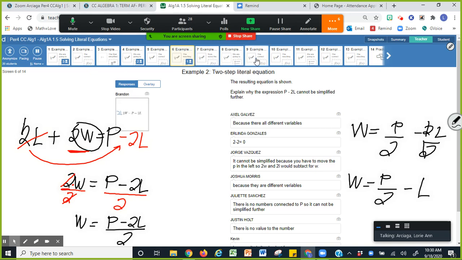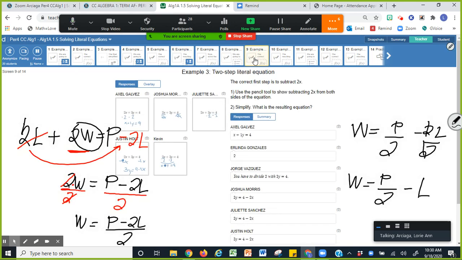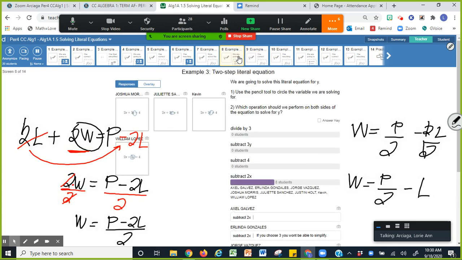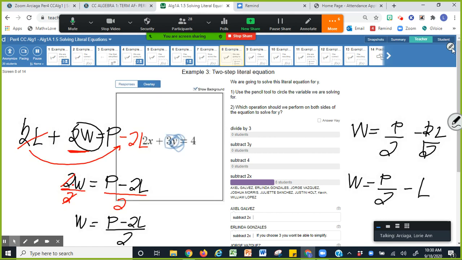All right, I can see Brandon is working on it right now. Cool. If you want to work on it while I'm discussing it, that's fine. Whichever works best for you. I'm just looking for the next example over here. There you go. I'm going to clear the ink.